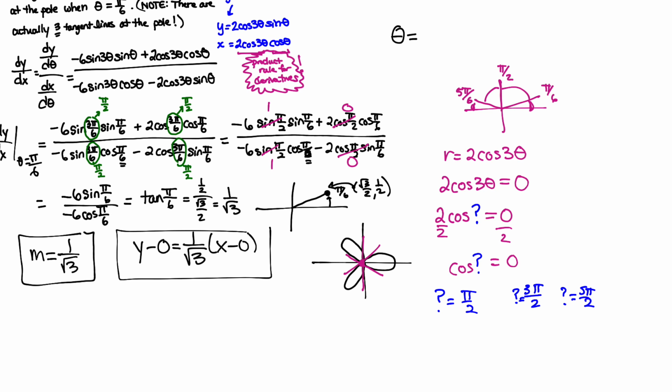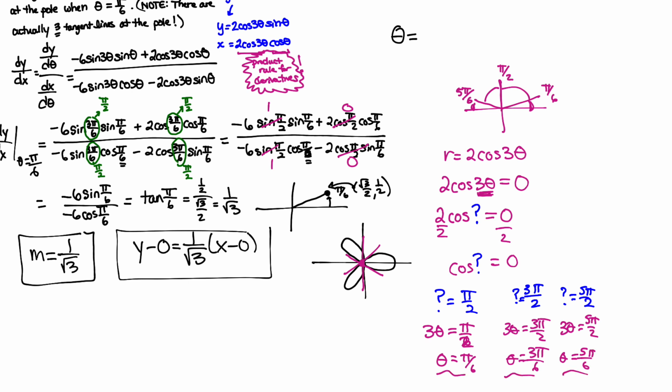And so if that's true, that means 3 theta would have to be pi over 2. So theta is pi over 6. 3 theta would have to be 3 pi over 2. And so that means theta is 3 pi over 6, which is pi over 2, right? And then 3 theta would have to be 5 pi over 2. So that means that theta is 5 pi over 6. So those guys would be the places, right? We talked about this last time. Do you guys remember doing this a little bit?